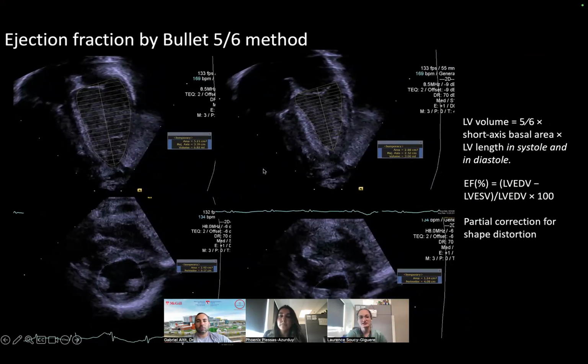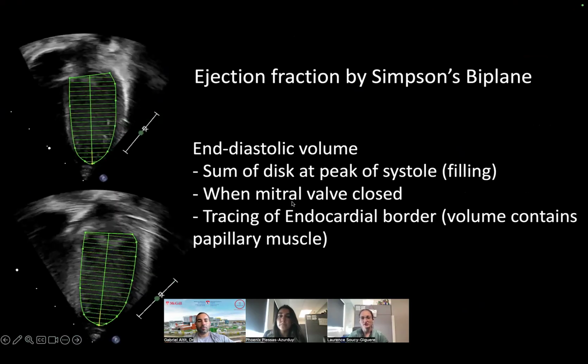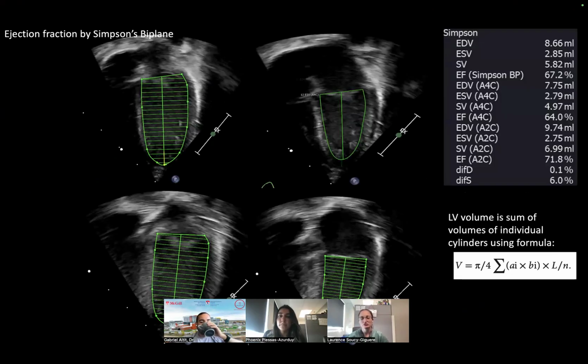I just have a question. The Simpson's biplane, where we take the apical four chamber and two chamber, is it possible to do it on the single machine?